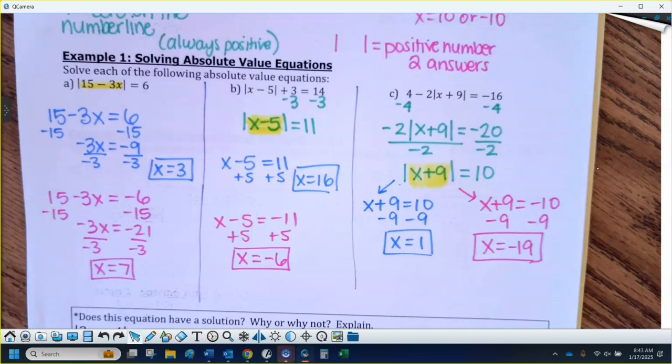So anytime you have absolute value by itself and it equals a positive number, 2 answers. Does anybody have any question? Do you always have to put down both the solutions? Yeah, because if you don't, you only have half the answer. Because there's 2 answers that'll work. Really good question.